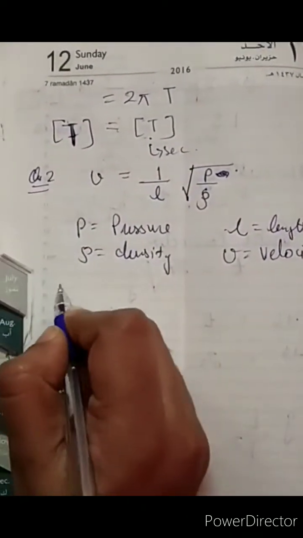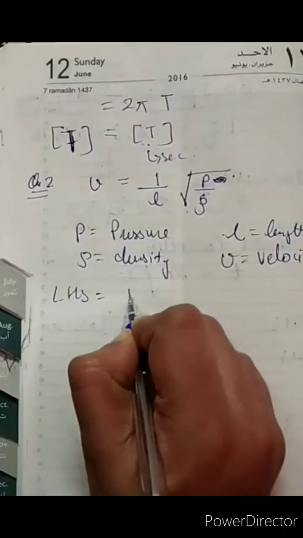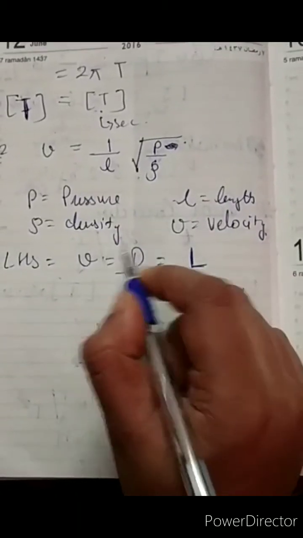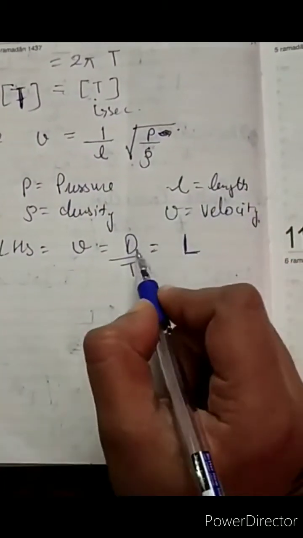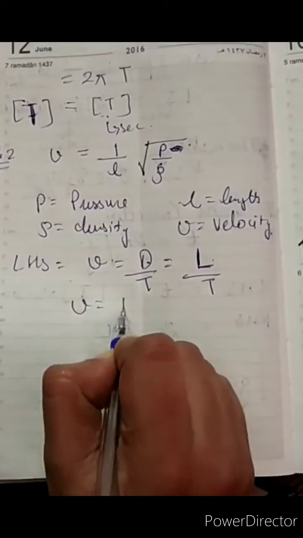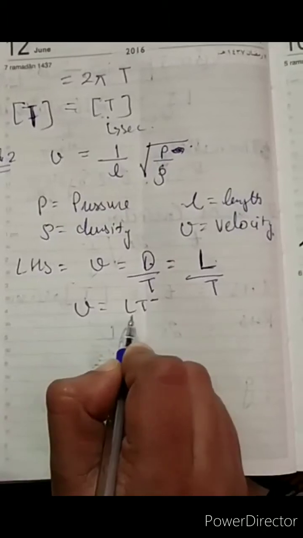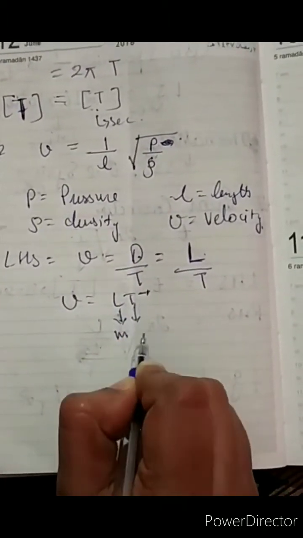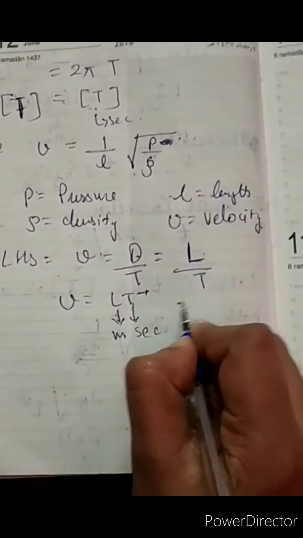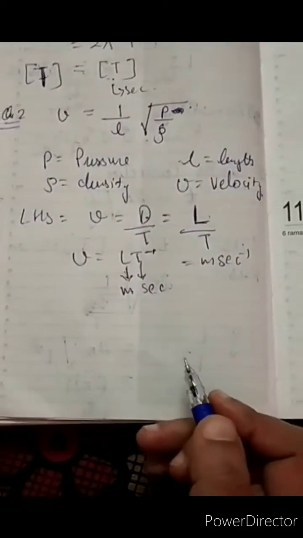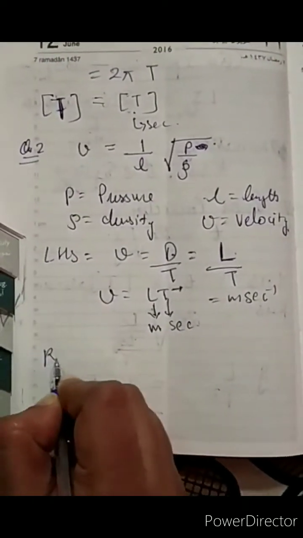So we have relations. First the LHS. In the LHS we have V. V is displacement upon time. In terms of dimensional formula, we have displacement L and time T. So V equals L T to the power minus 1. Can I write the SI unit of it? Yes, length will be meter and T will be seconds, correct? So I can write meter second inverse, or meter per second, right? Let's go towards the RHS.